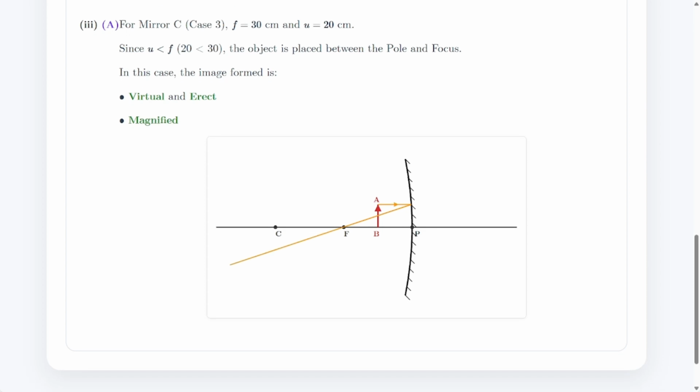Now let's see how the ray diagram is drawn. The object AB is placed between the pole and the focus. The first ray, parallel to the principal axis, strikes the mirror and reflects through the focus. The second ray, directed towards the center of curvature C, strikes the mirror and reflects back along the same path. Since these reflected rays diverge, we extend them backwards behind the mirror. They appear to meet there, forming the virtual, erect, and magnified image A'B'.